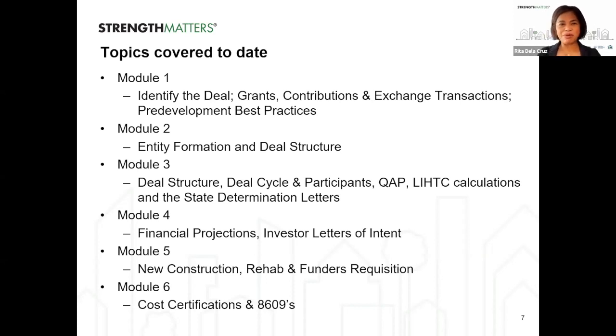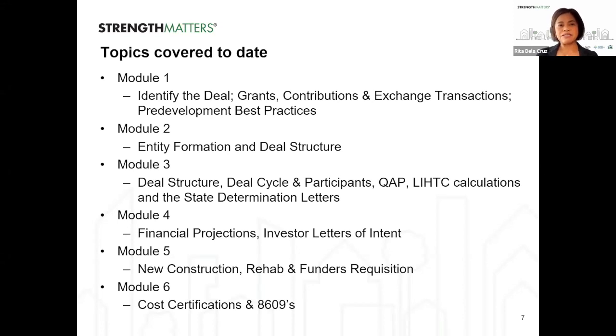Thanks for joining us for Module 9. As usual, we go through what we have learned so far as we continue in the life cycle of an affordable housing project, of a LIHTC project. In Module 1, we identified our deal, which is Restoration Housing LP, and we learned how to account for earlier grants that we received. It can be a loan, contribution, or exchange transaction.